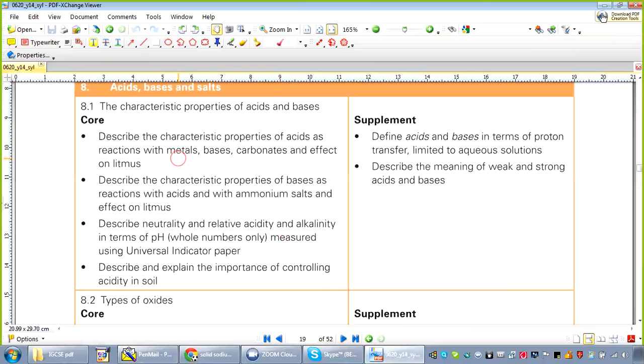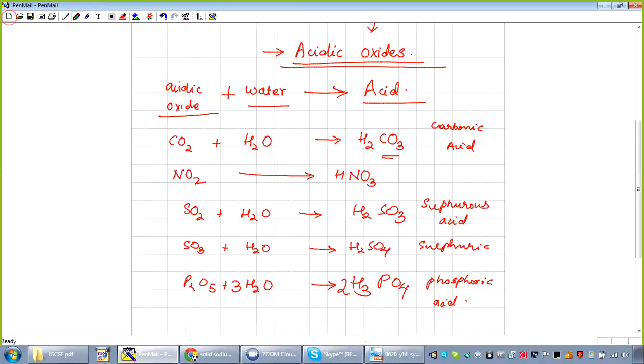All right, these reactions are there: reactions of acids with metals, bases, carbonates, and even hydrogen carbonates or bicarbonates we will also be considering. And obviously the effect of litmus that we have just done in today's beginning part. What is the litmus color change that any acid is going to show? Blue to red.